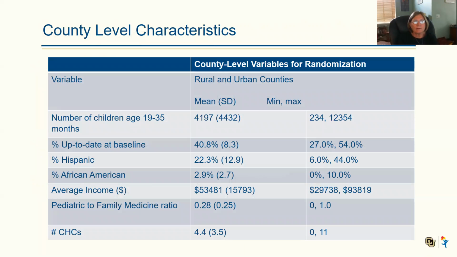So what you can see here is information about means for both rural and urban counties for Colorado that were in this study, and they're highly variable. What I have here is mean, standard deviation, and minimum and maximum on each of these variables.